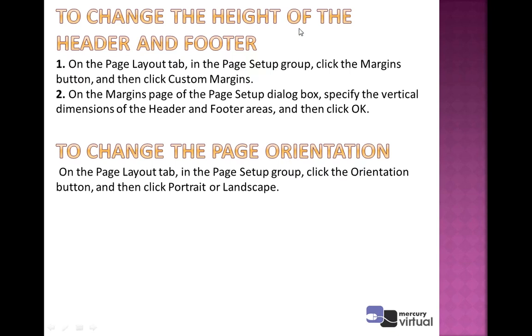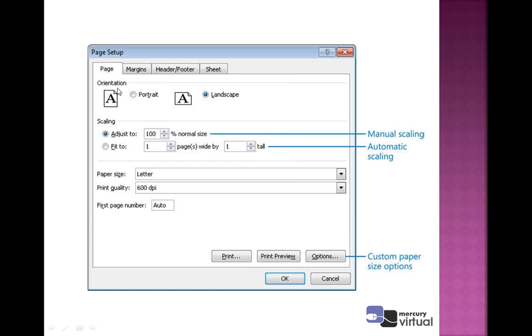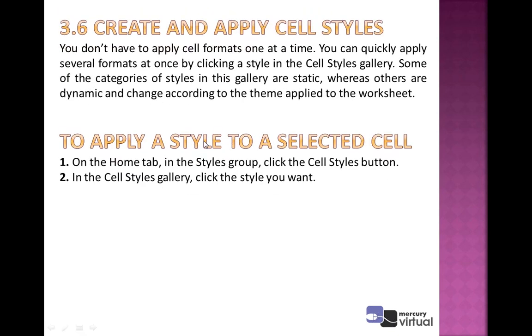And how to change the header and footer height? Go to the page setup group, margins button, and then click custom margins. Then you can specify the dimensions for the header and footer area and click OK. In the same way, you can change the page orientation by using this one. So this is the page orientation, this is the margin, this is the header footer, this is the sheet. Page setup contains four tabs: page, margins, header/footer, and sheet, and you can change them according to your requirement.